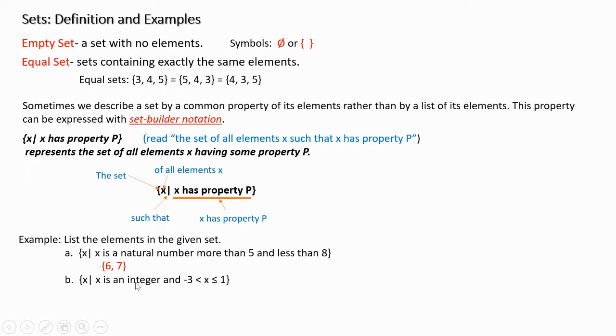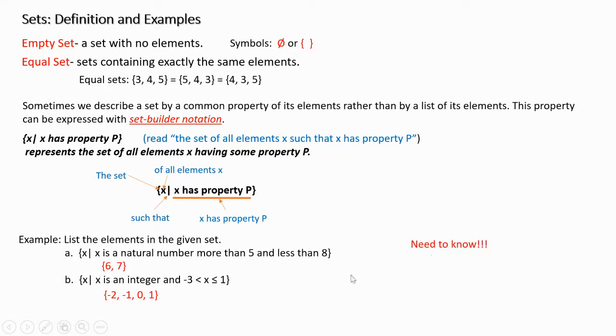Now the integers, the set of integers between -3 and 1. If -3 is less than X, and X is less than or equal to 1, then -3 is not included, but 1 is. So we have -2, -1, 0, and 1 as the set that we're looking for.